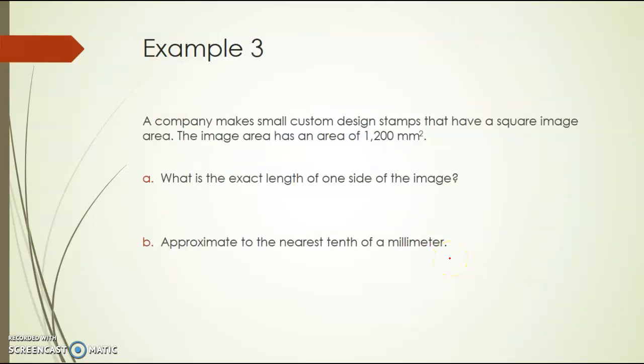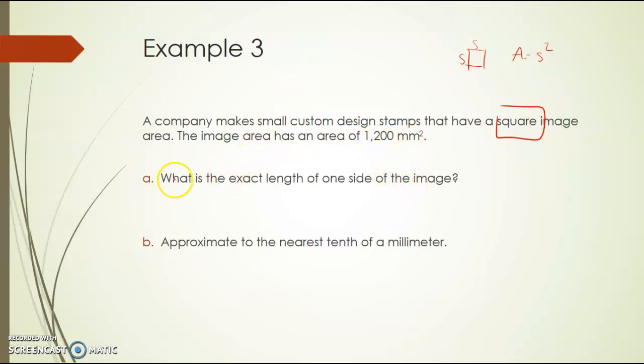Alright, last problem. It's our word problem. A company makes small custom designed stamps that have a square image. And so we know that with a square, I'm going to do my best to sketch a square, but that it's a side times a side. So area is side squared. The image has an area of 1,200 millimeters squared.